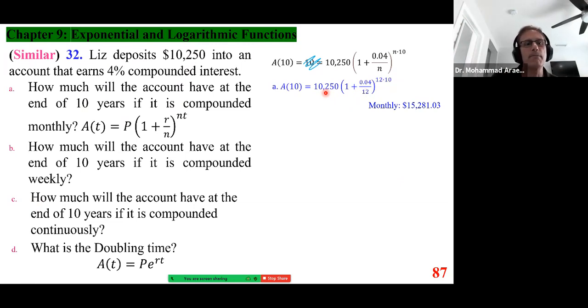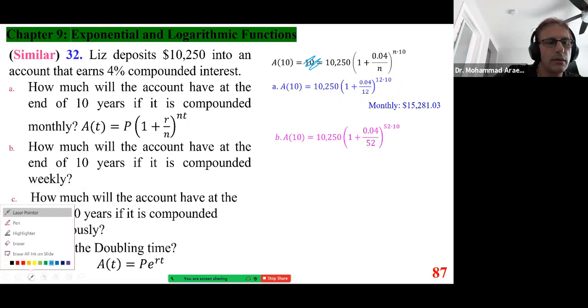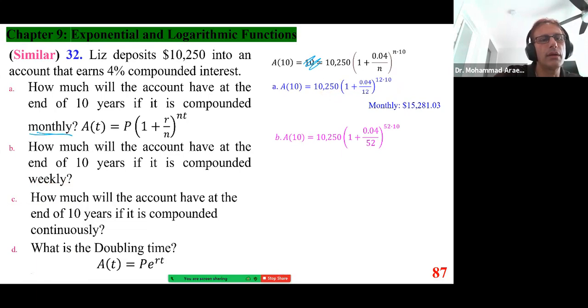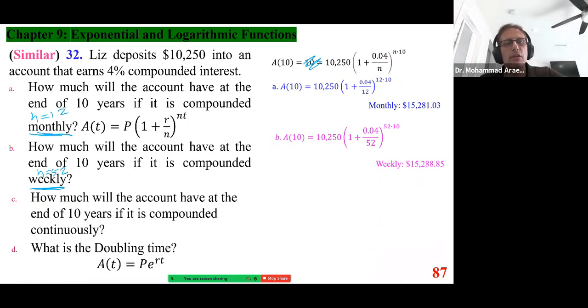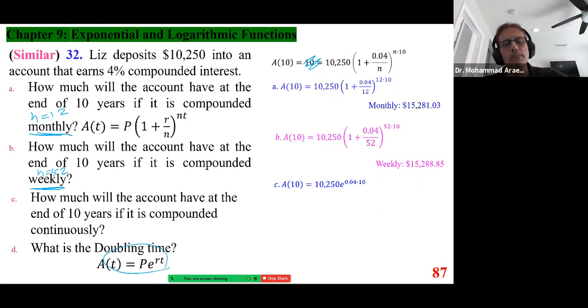For part B, weekly, N is 52. N is 12 here. N is 52. And again, you plug it into a calculator accordingly. So how much is it if it's continuously? We are using this formula. We plug in, and it's a tad more than each and every one of them.